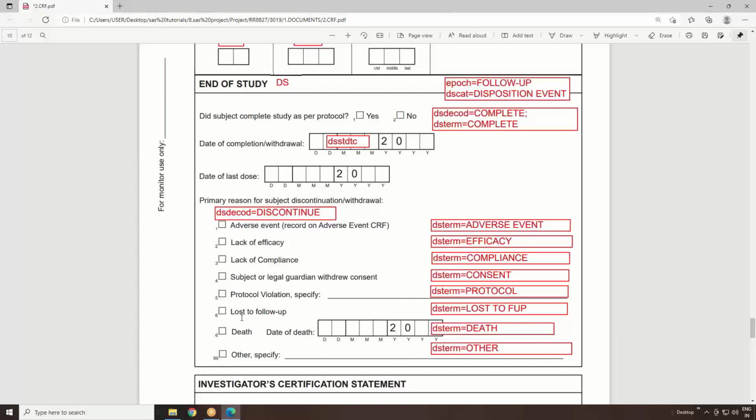Or maybe death, so the person has died, so definitely he will not come to the clinical trial. If the person has died, the death date is something you can get here. And apart from that, other, specify: apart from these mentioned reasons, if any other reason is there, we need to specify that other reason here.